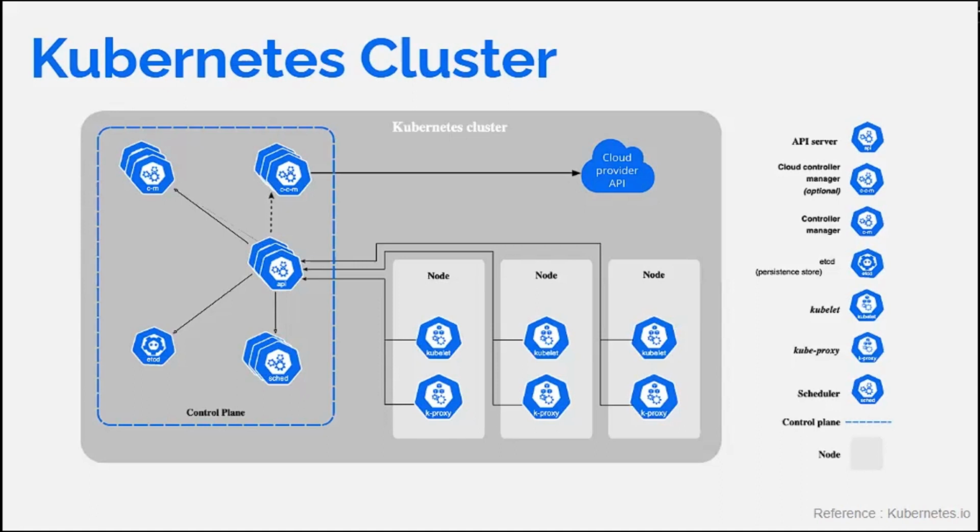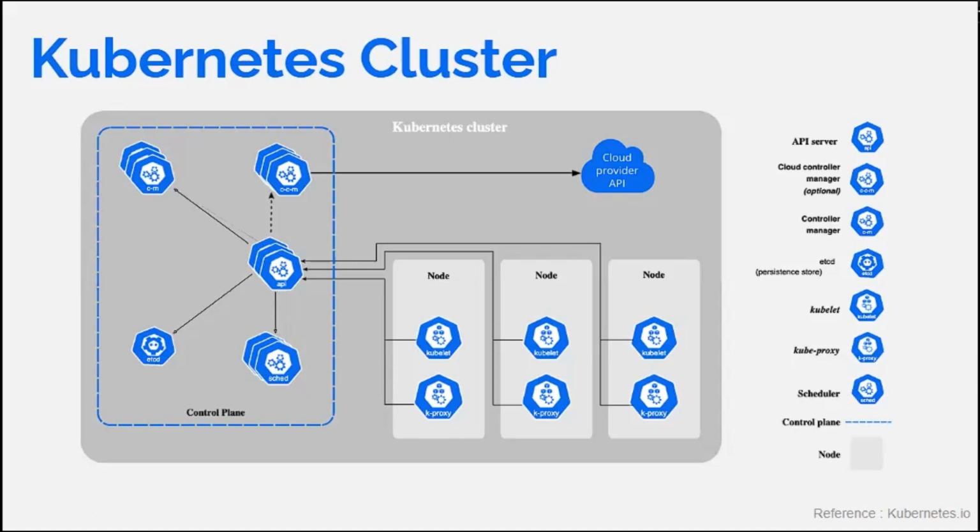And then we have the control managers, the cloud control manager. The cloud control manager is the component which will talk to the cloud provider. So let's say we are using Google Kubernetes Engine. The cloud control manager will call the Google Cloud provider's API and talk with the resources on Google Cloud and get what it wants.